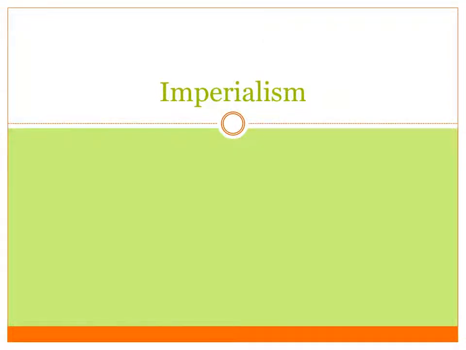So the objective for this lesson is to define imperialism, to be able to list the causes of imperialism in the late 1800s, early 1900s for America, and also be able to describe the results of American imperialism.